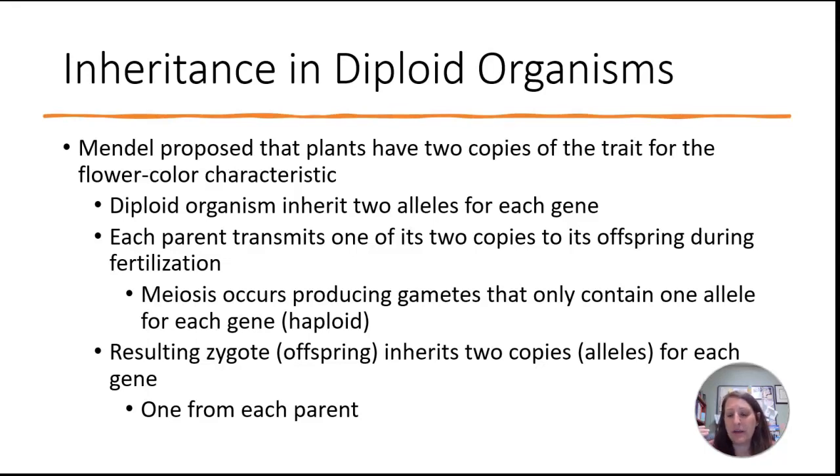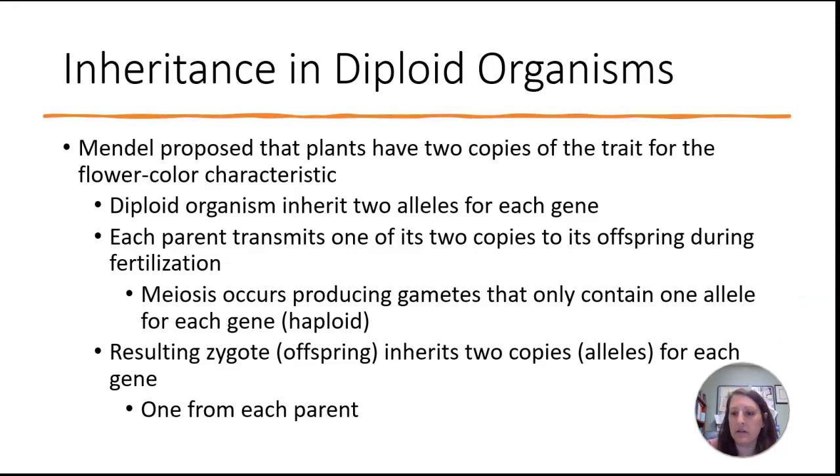And you have to think back to meiosis for this. Each parent involved in a cross is going to transmit one of its 2 copies of the gene to its offspring during fertilization. So make sure you understand meiosis, and that gametes are haploid, they carry 1 allele. 2 haploid gametes come together during fertilization to produce that diploid zygote, which is going to have 2 alleles for each gene, 1 from each parent.